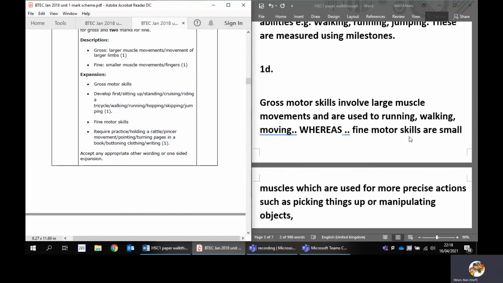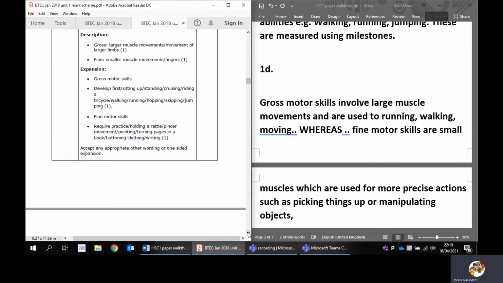That's our second mark. Fine motor skills. I said about precise action, picking things up, manipulating objects. And we've got required holding a rattle, pincer movement, pointing, turning pages. So they've gone down the route of more precise movements or practicing. But as I say, any other appropriate wording is fine. So my definition, while not exactly fitting the mark scheme, would still be credible, I would hope.